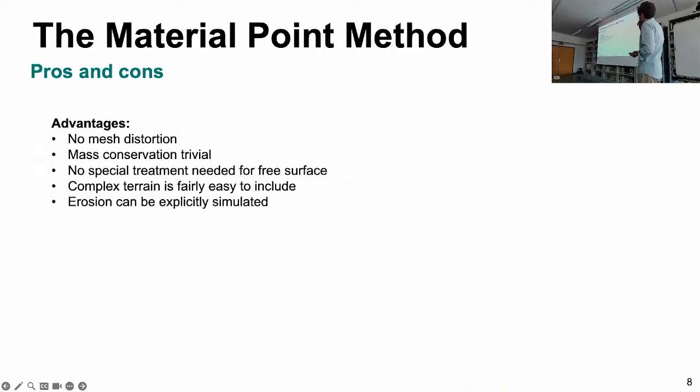So what are the advantages of doing it this way? Well, the main advantage is you don't have any mesh distortions if you're thinking in terms of the finite element method. That is, let's say, the primary reason that we're doing this. We don't have any issues with mesh being distorted because there is no mesh in the first place. It's just this background grid that you need for computational purposes. Mass conservation is automatic and therefore trivial. You don't need any special treatment for the free surface due to its, let's say, Lagrangian nature.